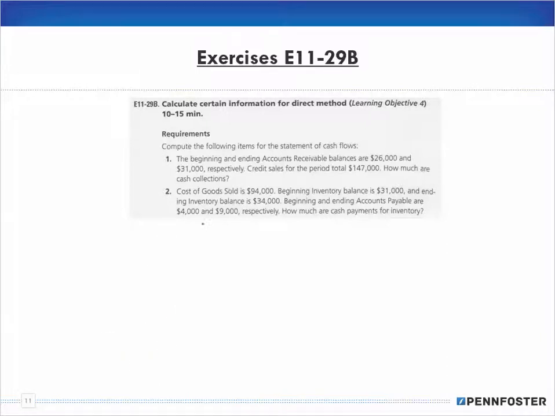Right. And so then it says cost of goods sold is 94,000. Beginning inventory balances are 31 and ending is 34. Beginning and ending accounts payable are 4,000 and 9,000 respectively. How much are cash payments for inventory? So we're going to have to set up an inventory account, and we're also going to set up a T account for our accounts payable.